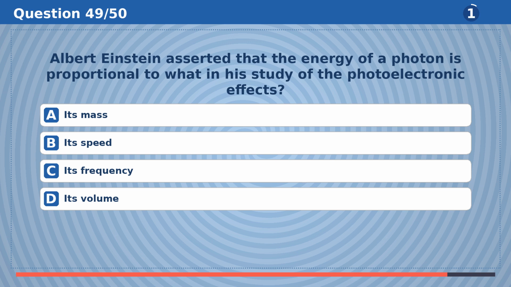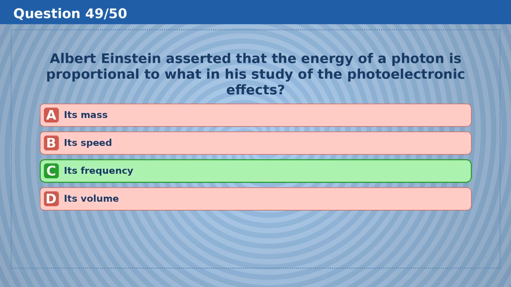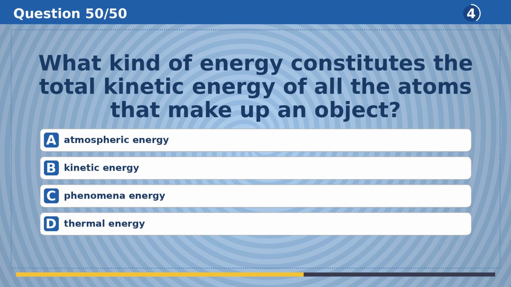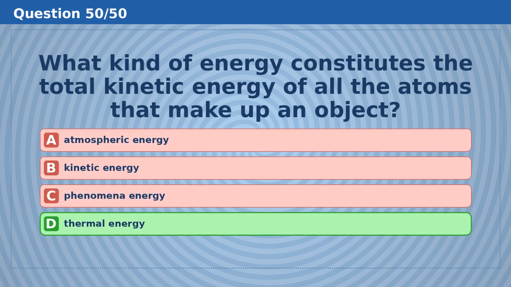Albert Einstein asserted that the energy of a photon is proportional to what in his study of the photoelectronic effects? The answer is C. Its frequency. What kind of energy constitutes the total kinetic energy of all the atoms that make up an object?